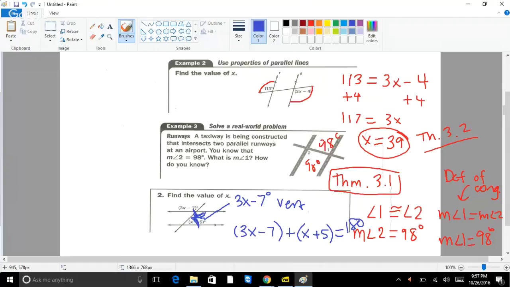Okay, so I hope that made sense to you guys. 3.1 and 3.2 are really related to each other. So once you get the terminology down in 3.1 and then learn the theorems and postulates in 3.2, it should be pretty easy to do.